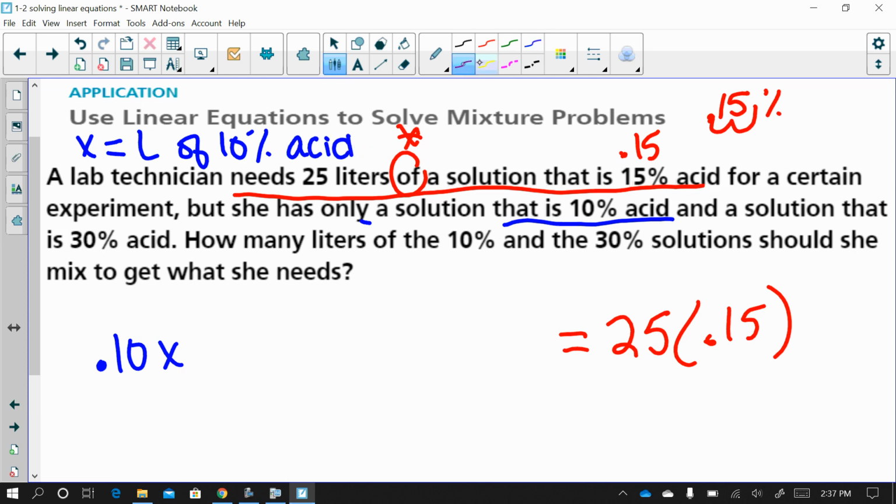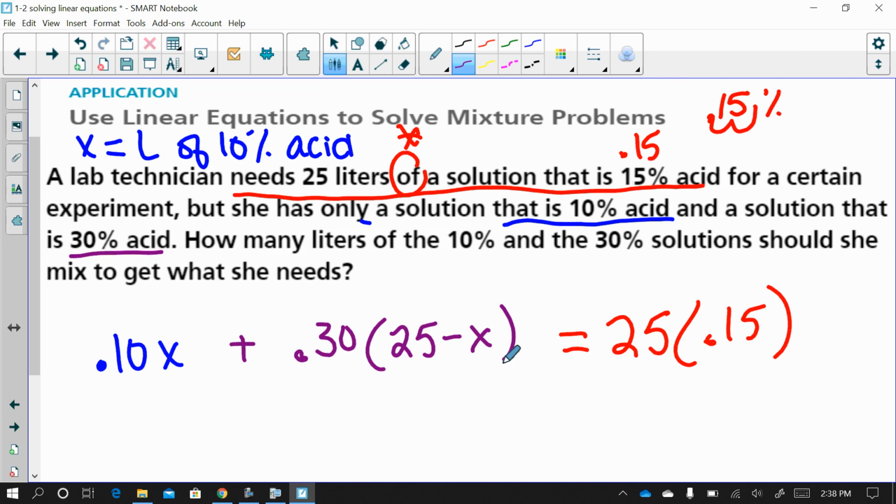Okay, and I'm mixing it, so that should say plus 30% acid. 30% is 0.3. But how many liters do I need of that? Well, how many liters do I need total? I need 25, right? So if I use X liters here, and I have 25 total, how many do I have left? I have 25 minus X.